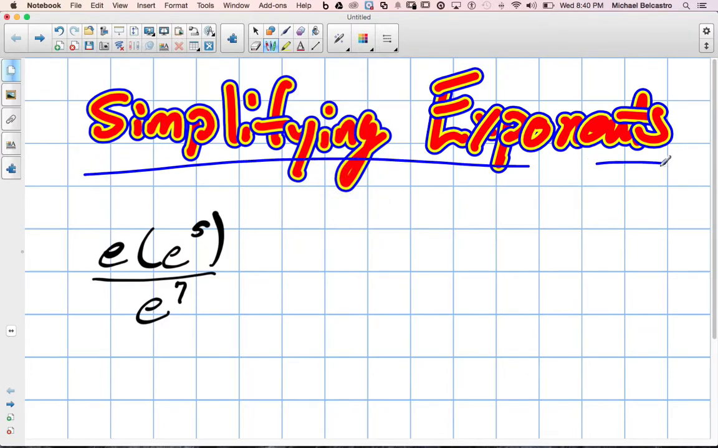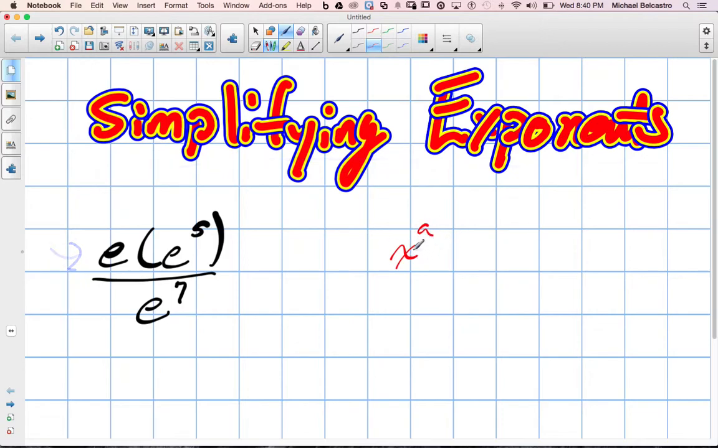Go over simplifying exponents. So here's our question. This one deals with three exponent laws, and the three major exponent laws are written like this. If you have a base with an exponent times another exponent with the same base and a different exponent, or the same, doesn't matter, you can simplify by writing one base and just adding the two exponents.